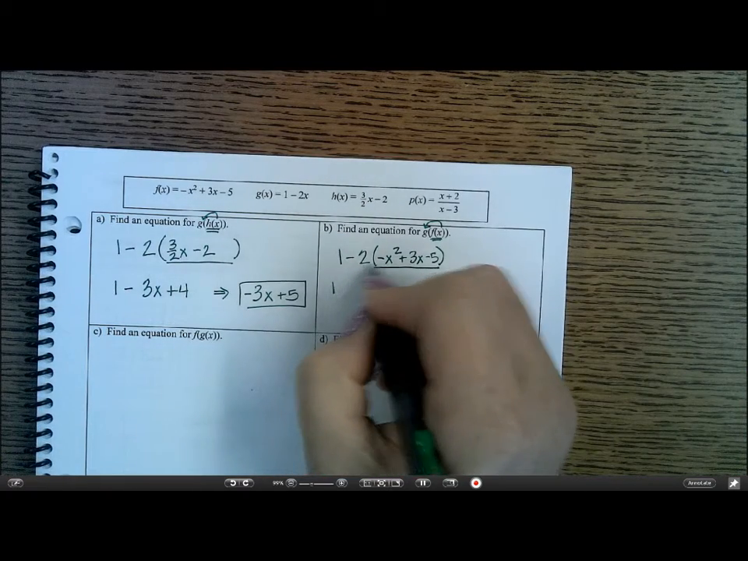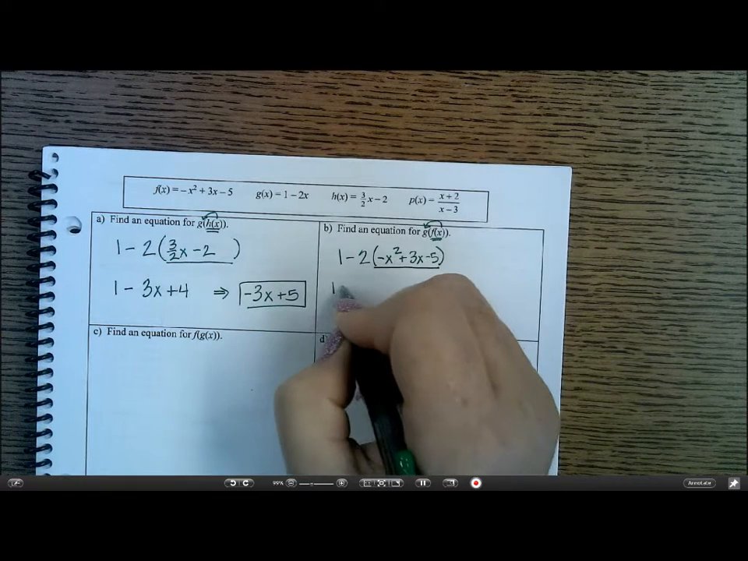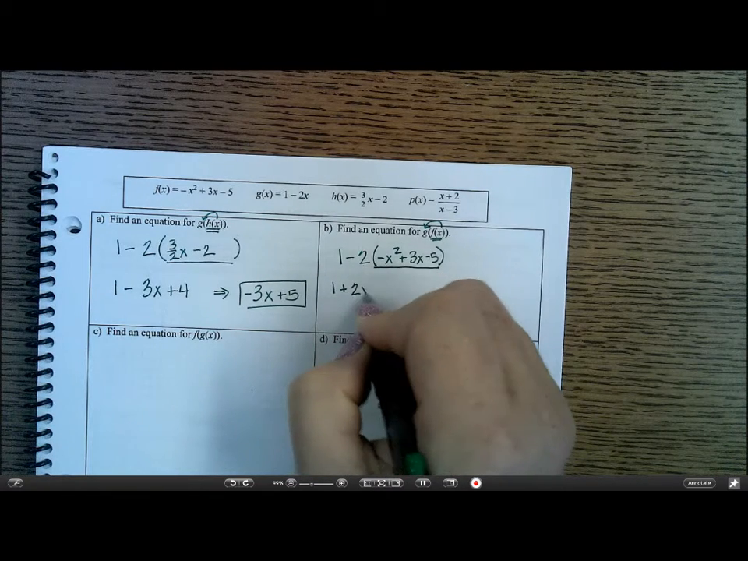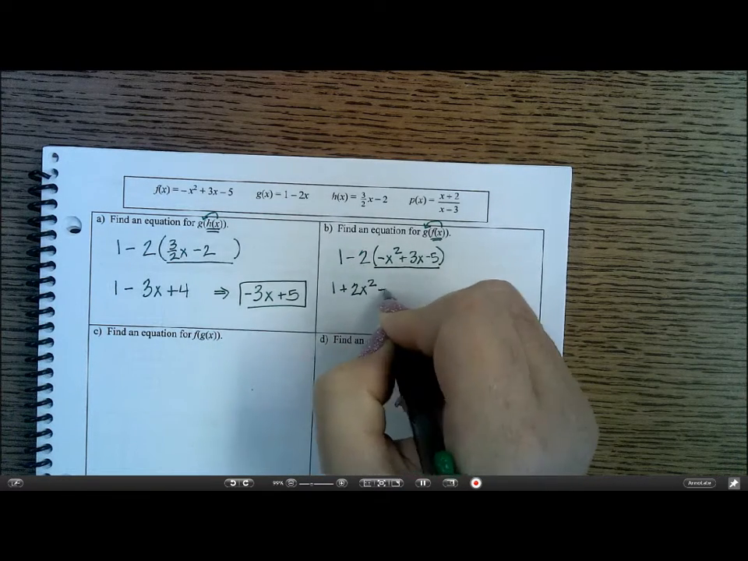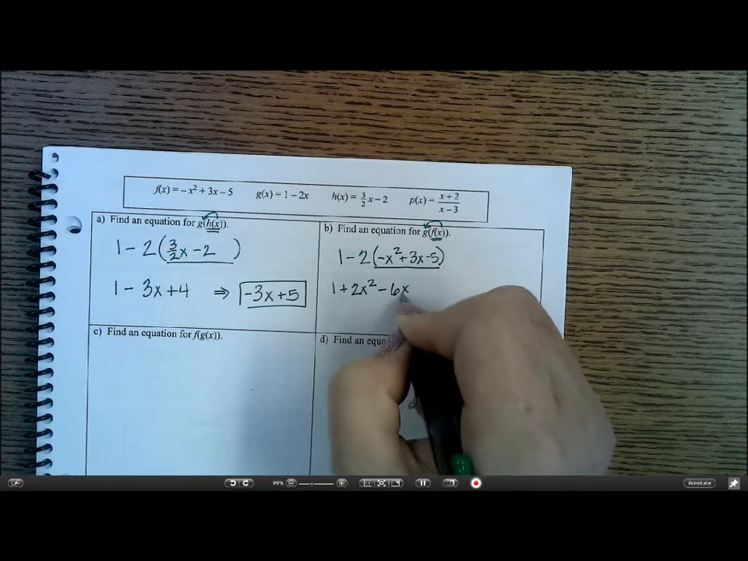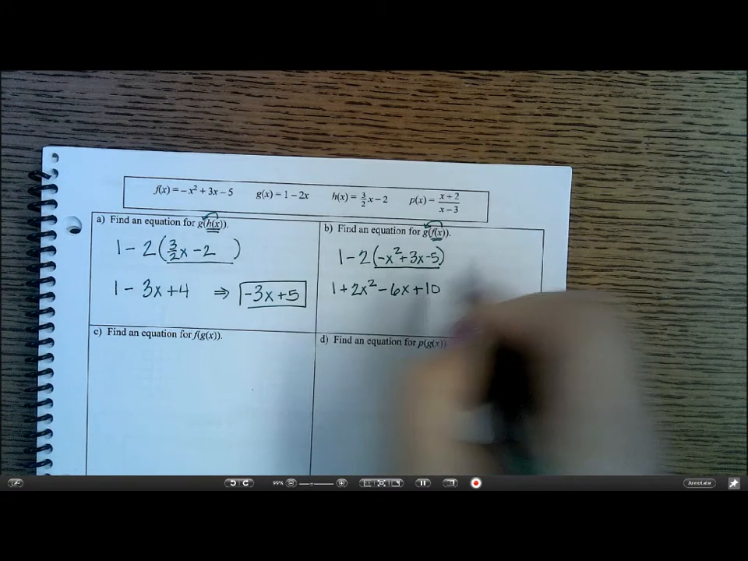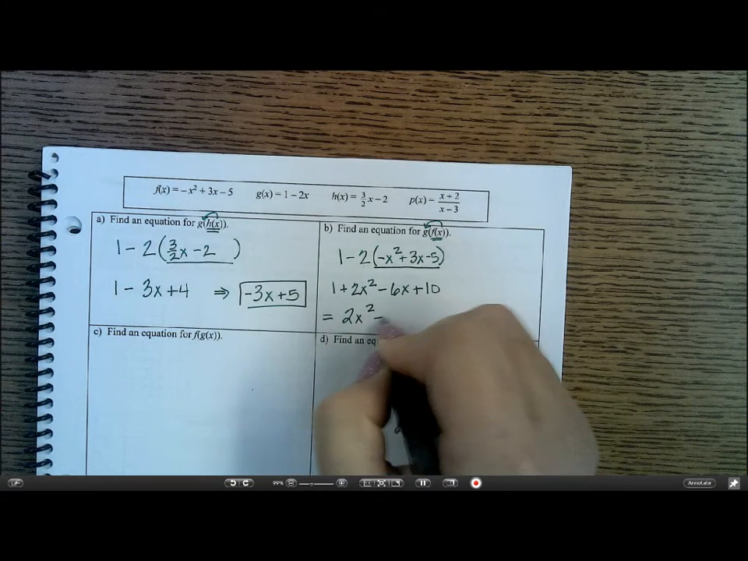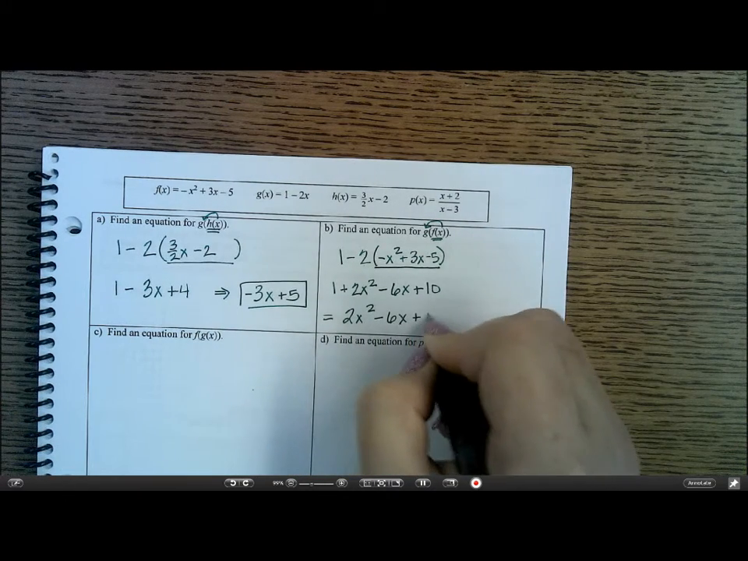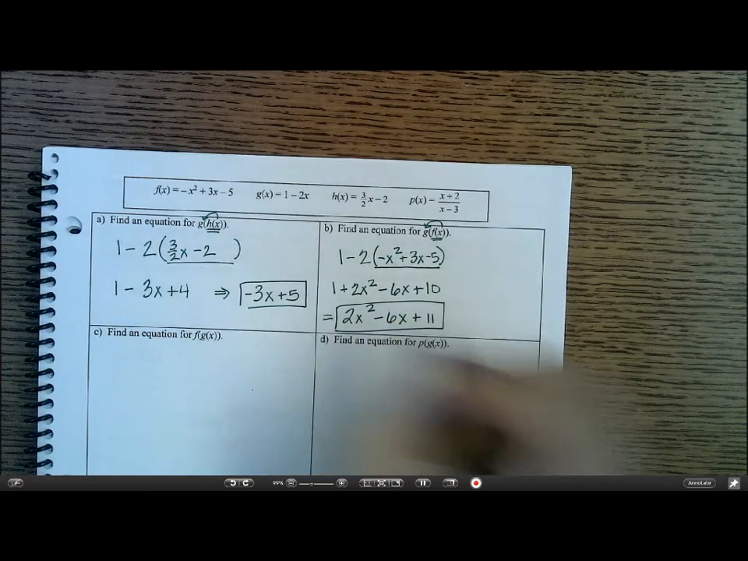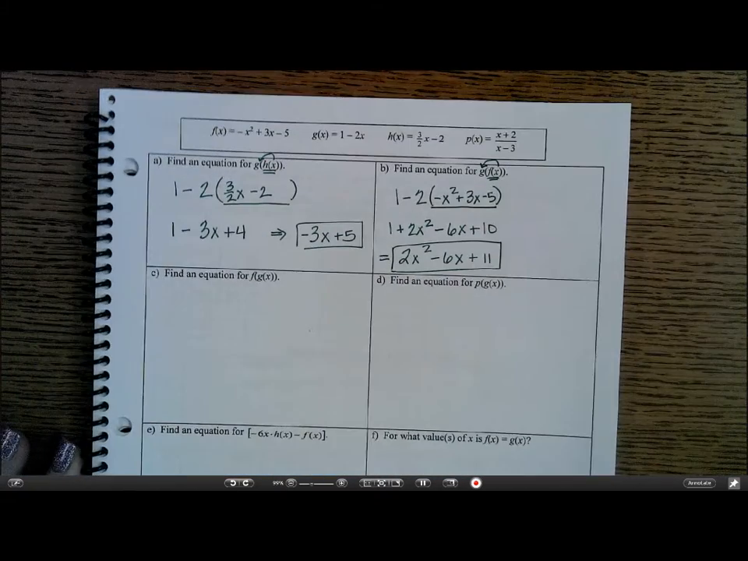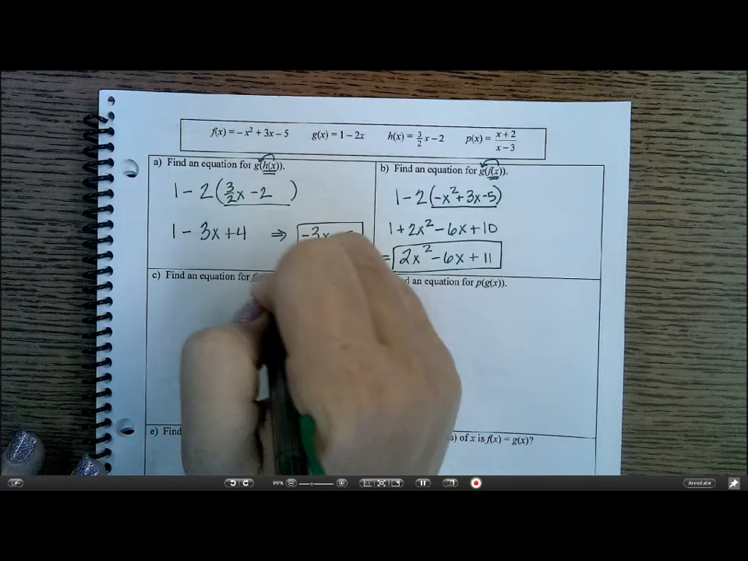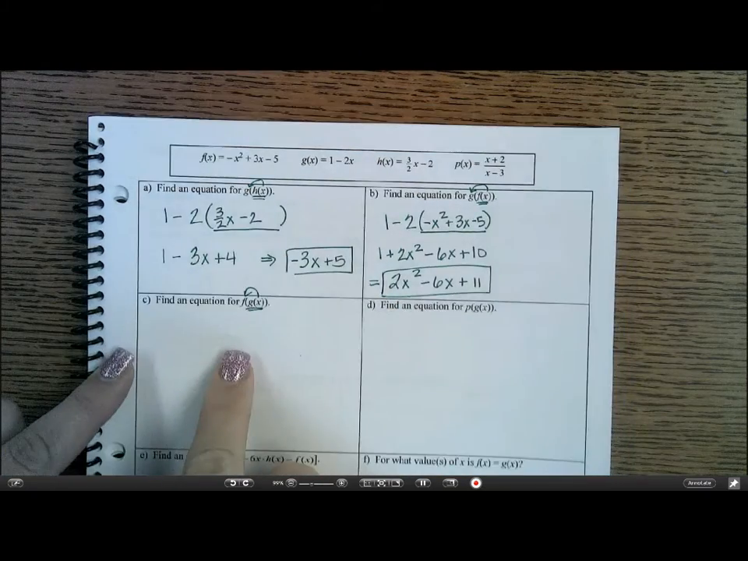So I get negative 2 times negative x squared. It gives me positive 2x squared. This is going to give me a negative 6x and a positive 10. Then I just combine like terms, put things in standard form, and box my answer.